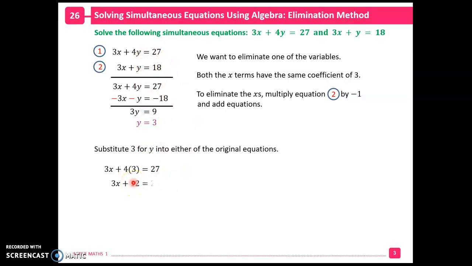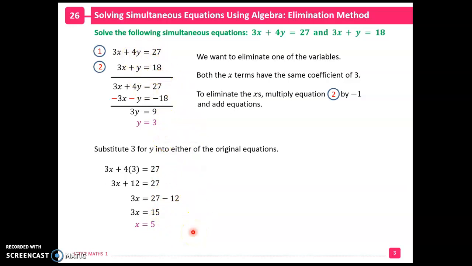So 4 3's is 12. So 3x plus 12 is 27. So 3x is going to be 27 minus 12 if you take 12 away from both sides. So 3x must be 15, so each one of those x's must be 5. So we now have a value for x and y. We have the solution to the two simultaneous equations.